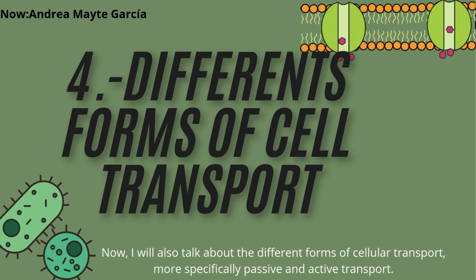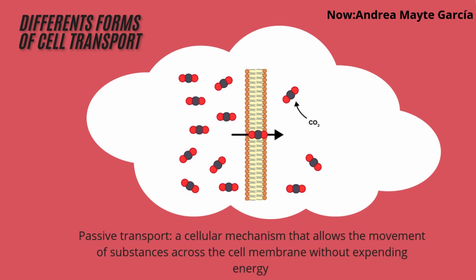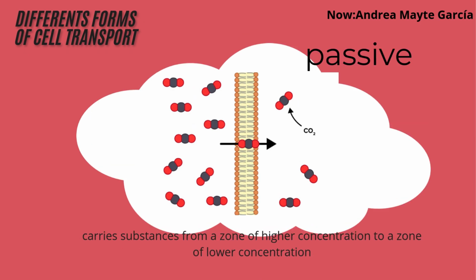Now I will also talk about the different forms of cellular transport, more specifically passive and active transport. Passive transport is a cellular mechanism that allows the movement of substances across the cell membrane without expending energy. It carries substances from a zone of higher concentration to a zone of lower concentration.